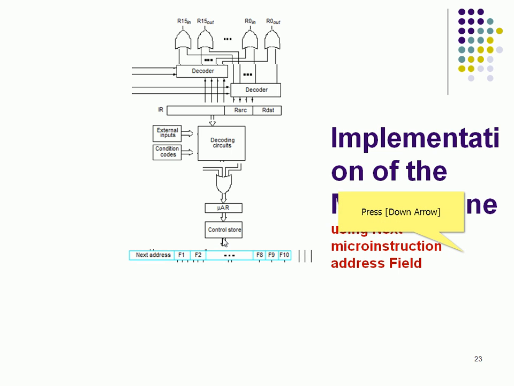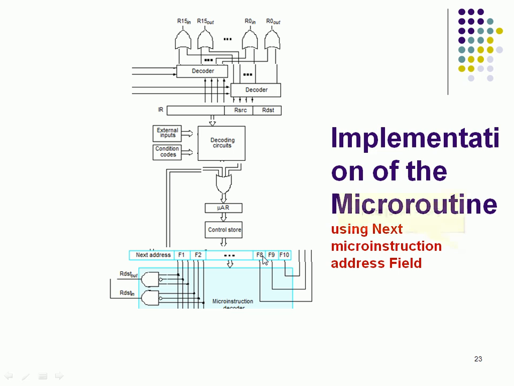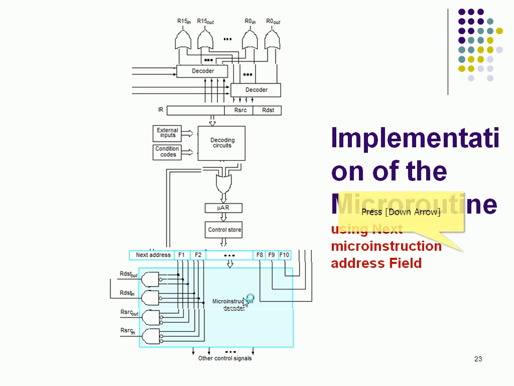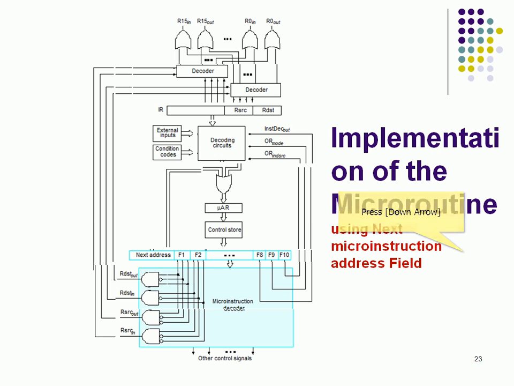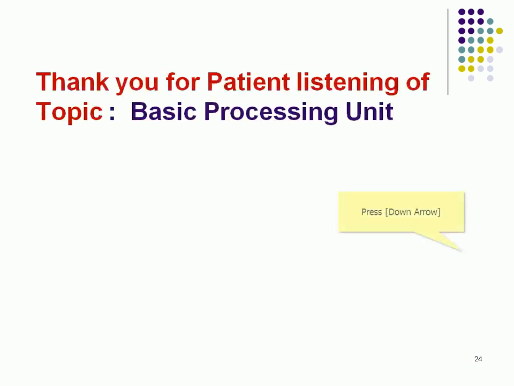So we have the micro IR, with formats F1, F2, and several others, as you have seen. So that is pointing to R destination. Other control signals will be generated. This is reported here to the decoding circuit, and finally it closes the loop. So from this circuit we are able to understand the implementation of the micro routine using the next micro instruction address field. I hope it is clear.